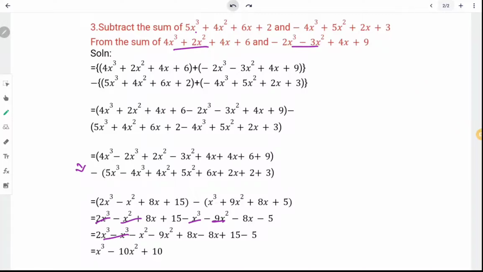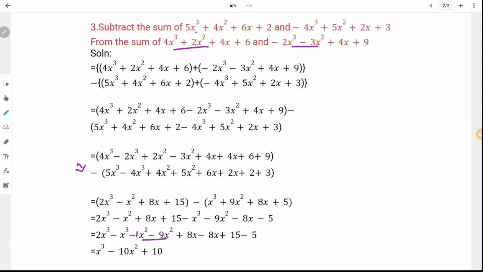So once we are done with that, simple subtraction again. When you look at this 2x cube minus x cube, one is plus, the other is minus. I have to subtract, but plus is greater, right? So 2 minus 1 will simply leave x cube here. Now let's go to x square. For x square, they are both minus, right?